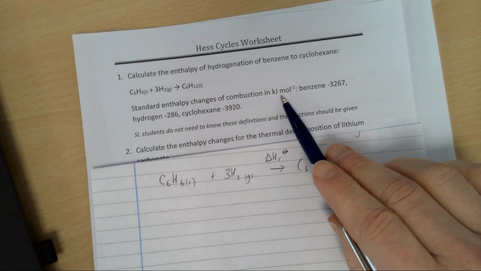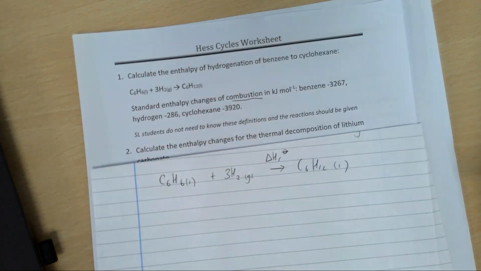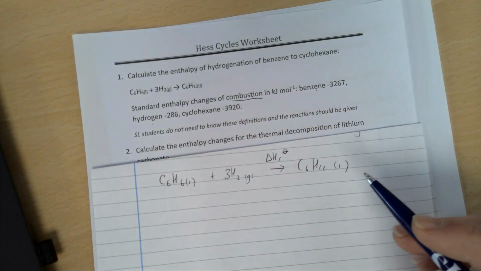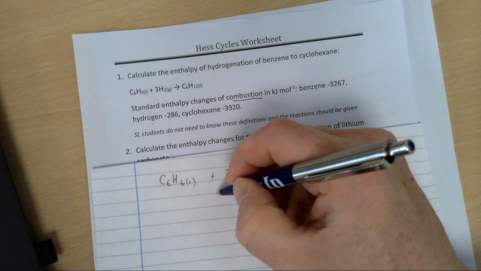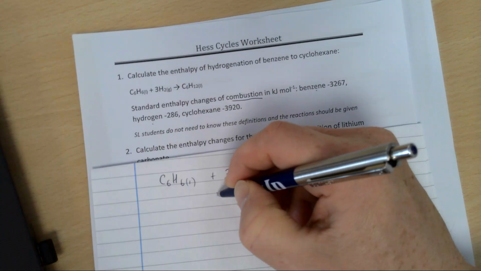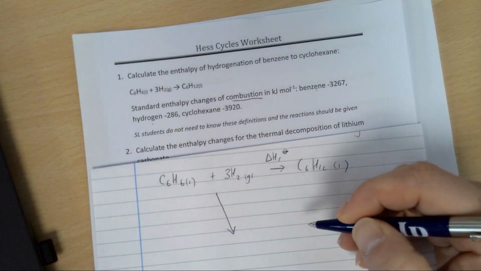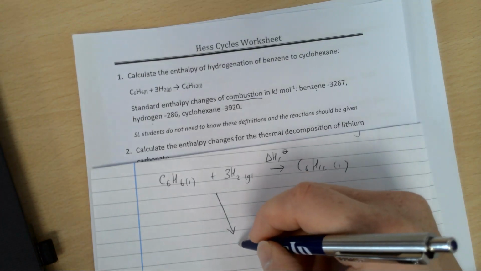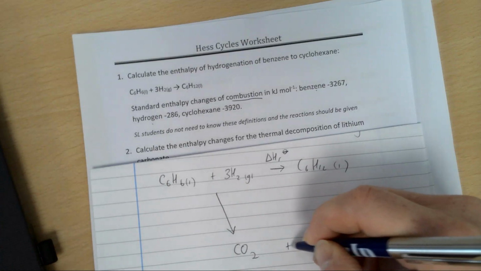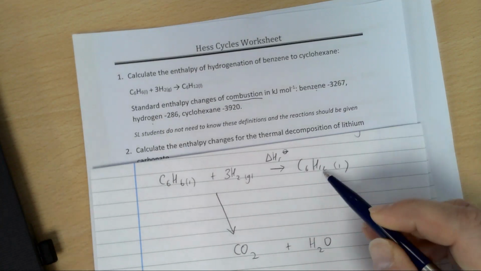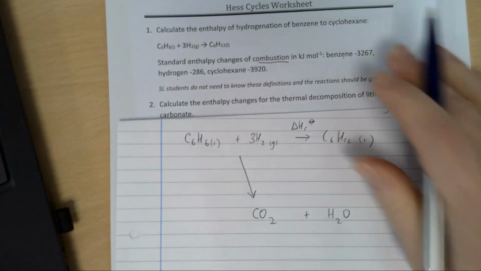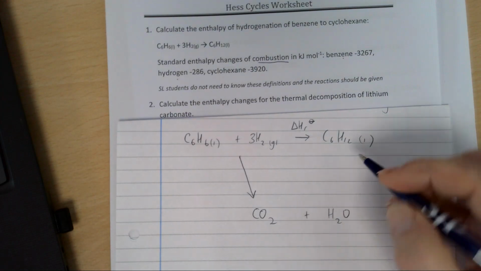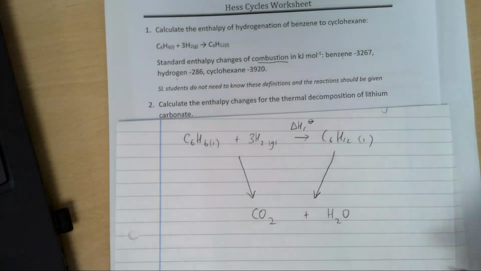But you're told here the enthalpy changes of combustion of benzene and hydrogen and cyclohexane. So we know that if I burn benzene, we should be able to work out what products we get. If we burn a hydrocarbon, we should know that we get carbon dioxide and water produced, and that would be also carbon dioxide if I burn cyclohexane. And if I burn hydrogen, I get water.